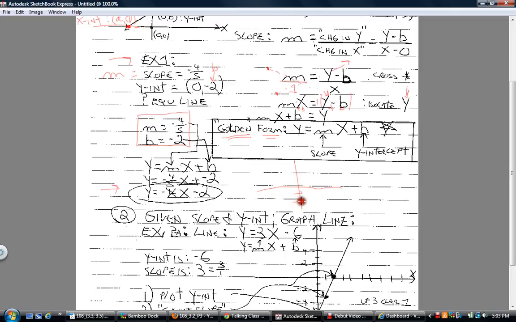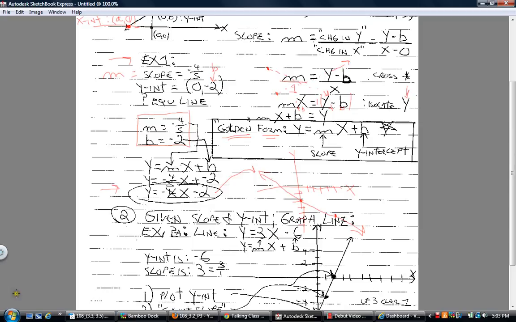Here's -2 on the y-axis. Here's the x-axis. Now we need to go down 1, 2, 3, 4, and we need to go over 5: 1, 2, 3, 4, 5. So down 4 over 5 would be about right here. Try this on your own notes to see if you can come up with that. And so this line right here is the equation y equals -4/5 x minus 2. They are equivalent. You could go back and forth between the two of them.